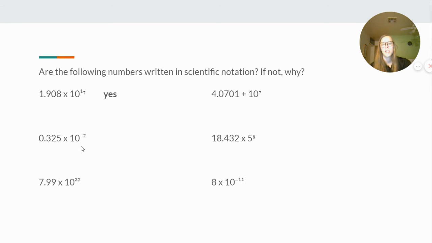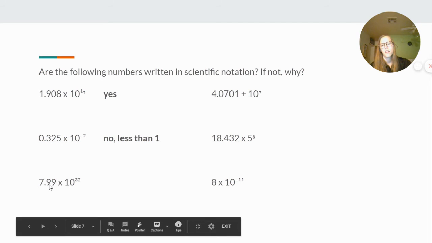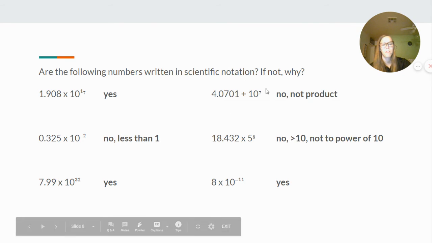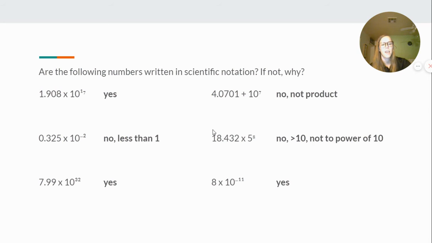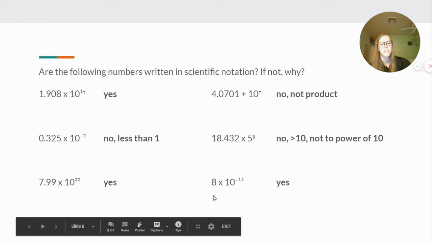So the next one is not, because it is less than 1. Here it is, and I'll give you the rest of them too. This one is not because it's not times 10 to a power. This one is more than 10 and not 10 to a power. And this last one is, we have less than 10 and then 10 to a power.